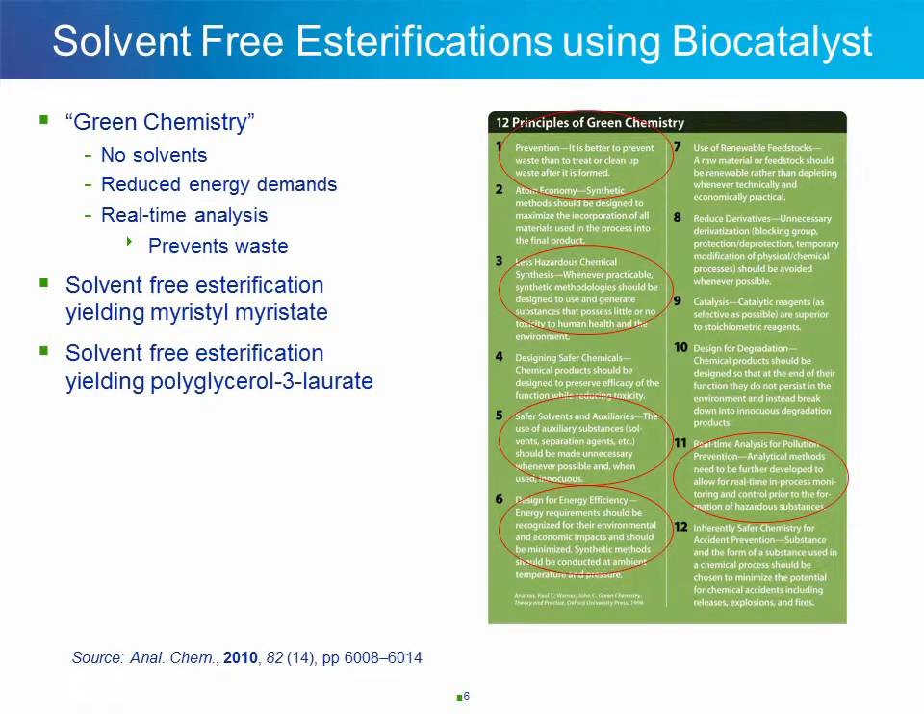For the solvent-free enzymatic esterification yielding polyglycerol-3 laurate, polyglycerol-3 at 50 grams and an equimolar amount of lauric acid were added to the column. The reaction was carried out at 75 degrees C with the enzyme Novozym 435 in the range of 2.5 to 4%.